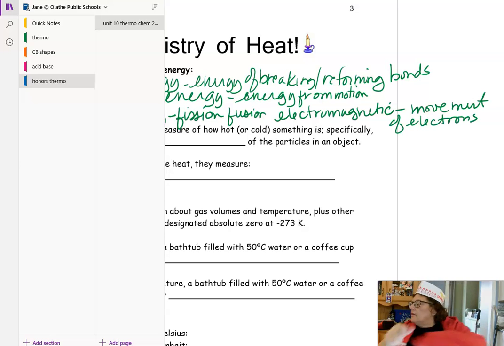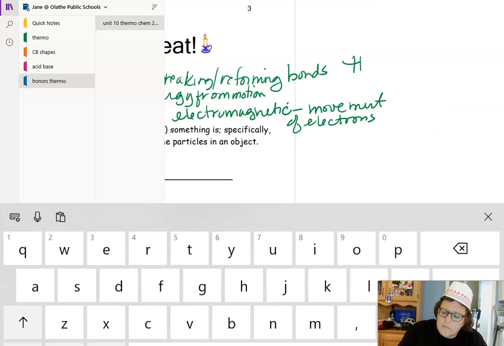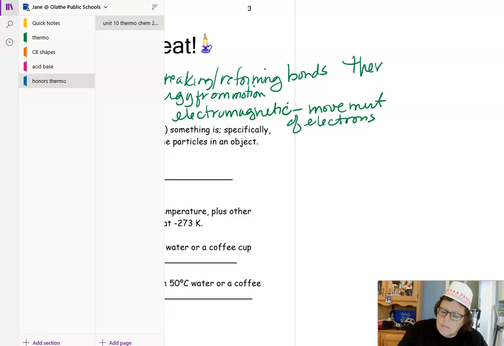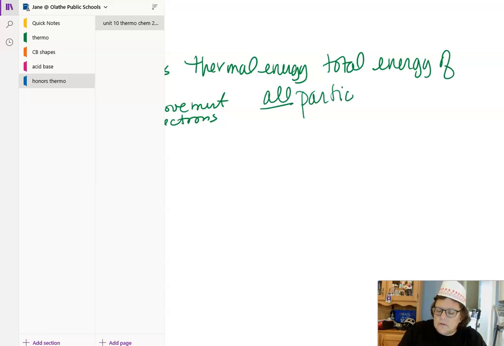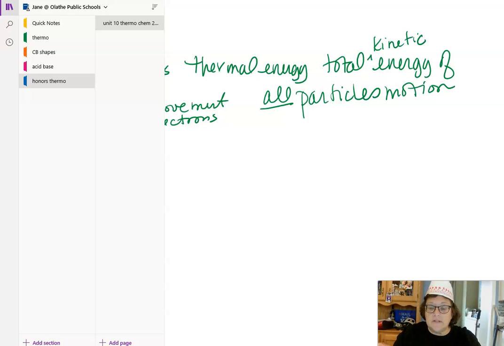And then we have what we're going to talk about now, which is thermal energy. Which is the total energy of all particles in motion. So we could put kinetic energy in there, because kinetic energy means energy from something that is in motion. It's the total sum of the motion of all the particles in a substance, and that's important.